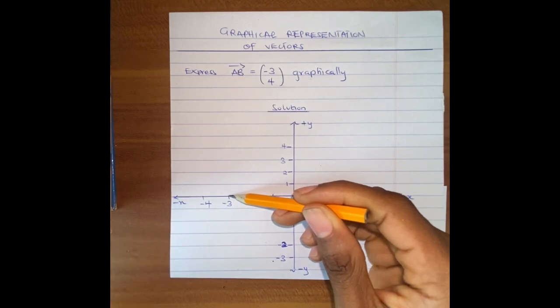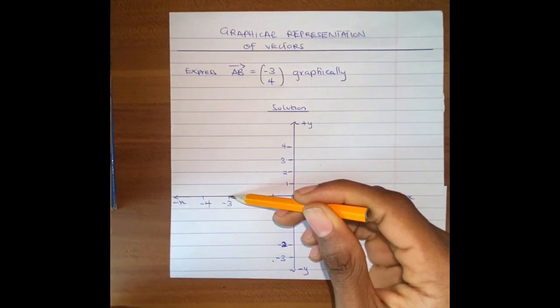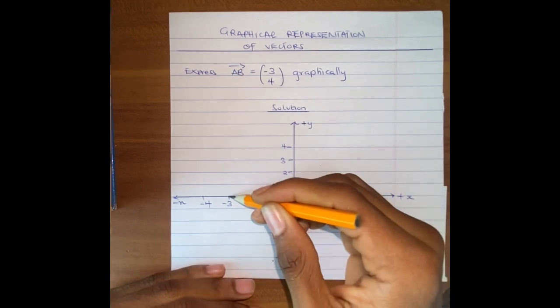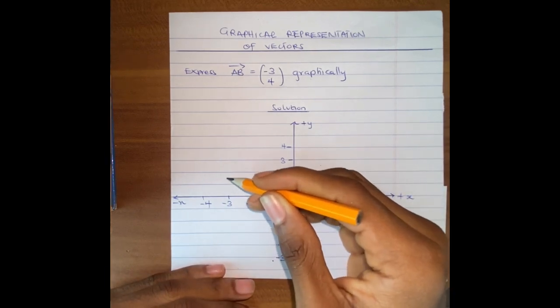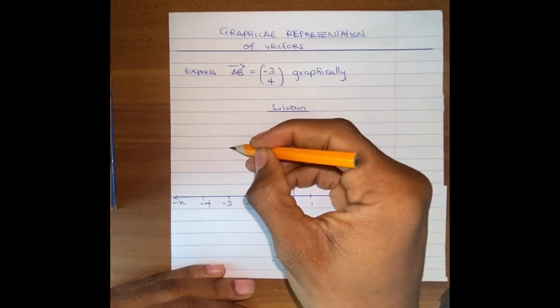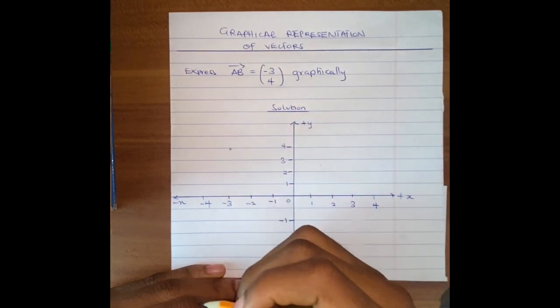Because it is a movement, we are not supposed to go back. From where you are, you move 4 units up. You move 4 steps up. So we go 1, 2, 3, and then 4. This is where we land.